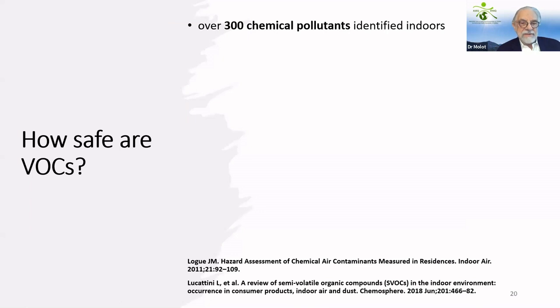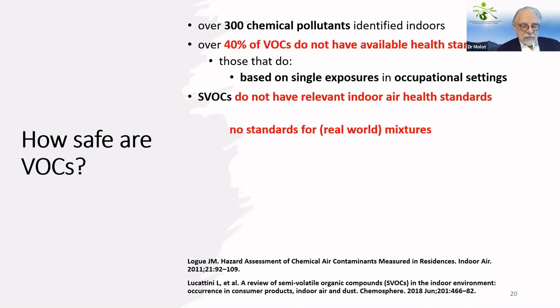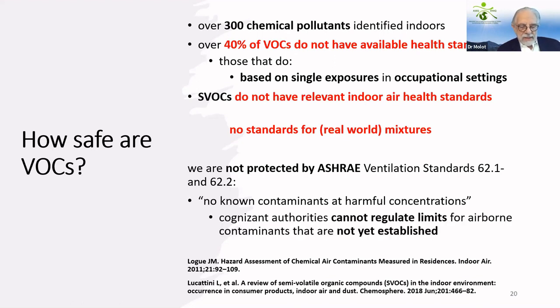More than 300 chemicals have been identified in the indoor environment, but over 40% of them don't have available health standards. And those that do are based on single exposures in occupational settings. We don't have any relevant indoor health standards for SVOCs, and we don't have standards for real-world mixtures of chemicals. The ASHRAE ventilation standards do not sufficiently protect us from the chemical exposures in the indoor air. They say there should be no known contaminants at harmful concentrations, but cognizant authorities cannot regulate limits when they haven't even been established yet.